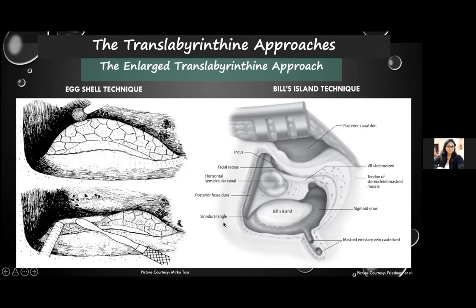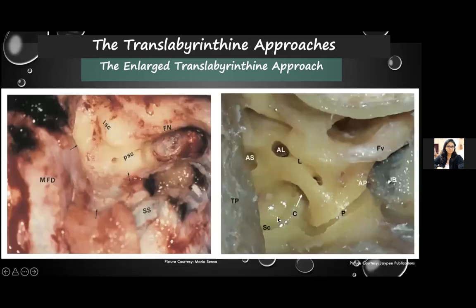Now, once the sigmoid sinus and the tegmen region are completely exposed, next we should be approaching the labyrinth. We should be doing the labyrinthectomy. So here, Mario Sanna prefers to leave a small part of bone in the sinodural angle. This fragment of bone will be preserving the superior petrosal sinus, which is lying in this direction. It is said that if this bone is kept in place while we are doing the labyrinthectomy, that will be more protective to the superior petrosal sinus.